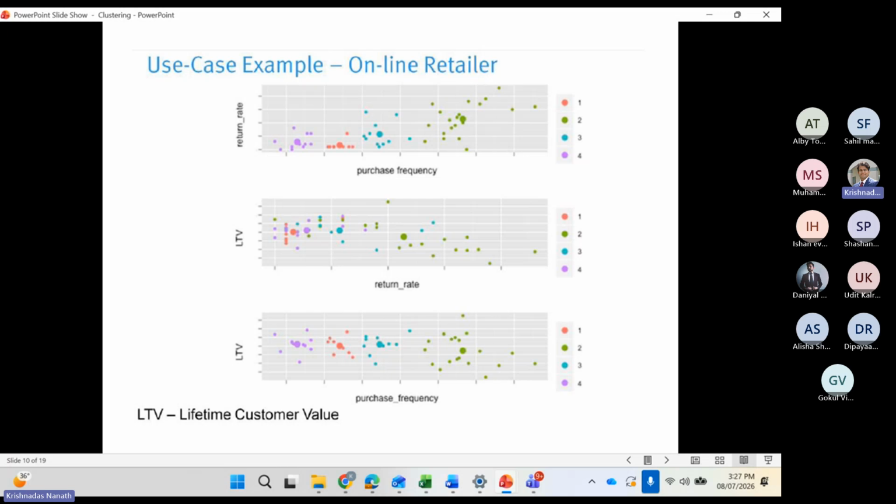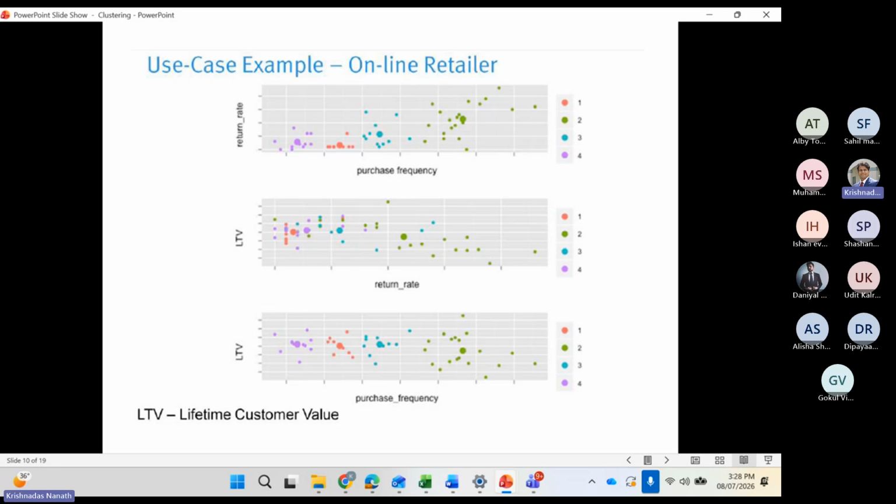So here are some interesting graphs. By the way, the colors that you see are the output of the algorithm. The algorithm has already done the job. It has given so many customers in group 1, some customers in group 2, some customers in group 3, some customers in group 4. What the company did, they said, let's analyze it in 2-dimensional graphs, one by one. They took the first graph. What do you see on the x-axis?